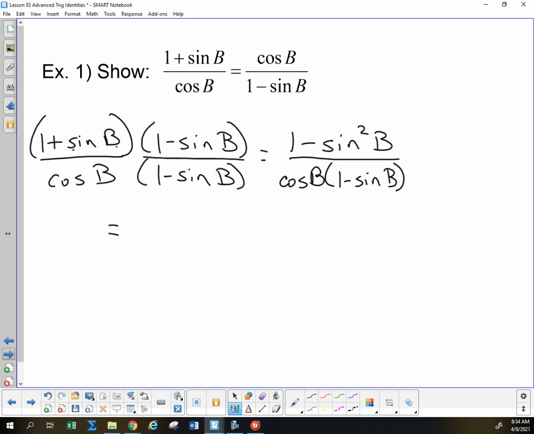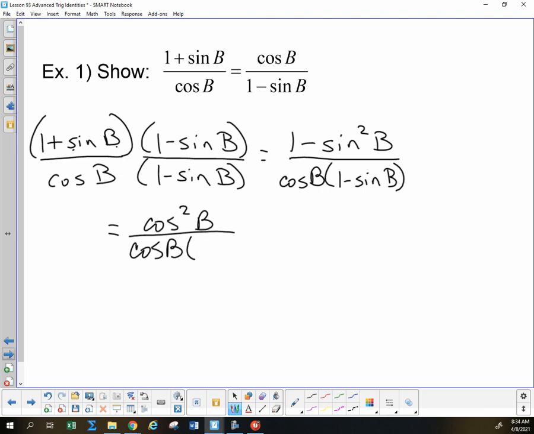Some of you aren't putting them in, and it's very hard to tell where one step ends and another begins. Okay, now I've got 1 minus sine squared b in the numerator. What can I do with that? What can I do with that, Liam? Hey, that sounds like a great idea. Pythagorean identity. Let's change that to cosine squared of b.